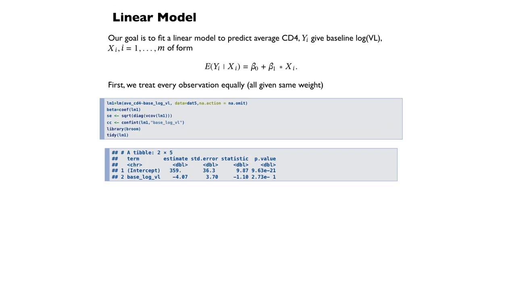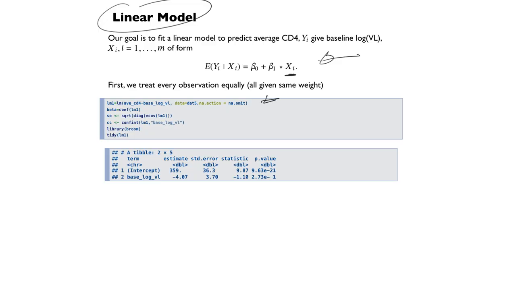Now I have my data. Well, I can just fit a simple linear regression. So this is just a simple linear regression where now I have X. I don't have a J anymore. Xi would be that baseline log viral load. Yi is this average CD4 count. In this case, I'm not using weights at all.